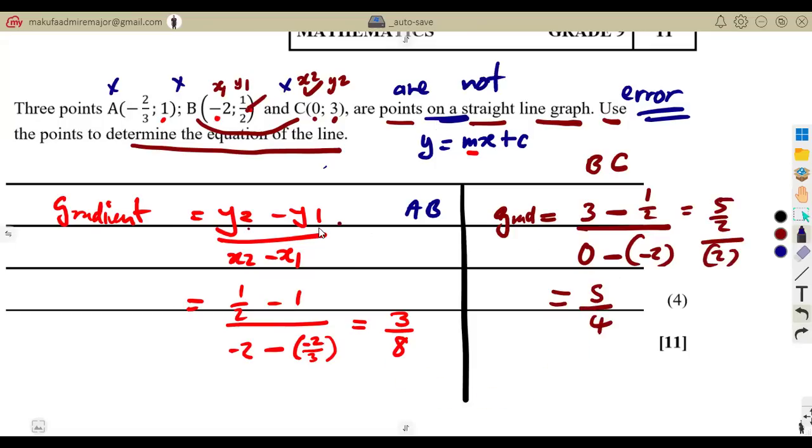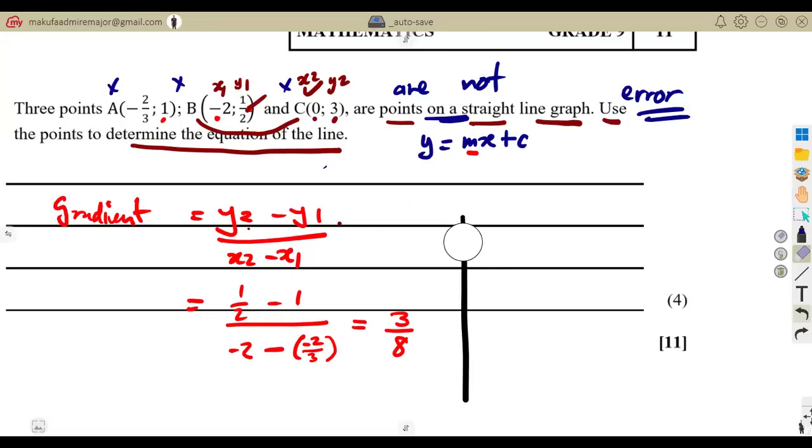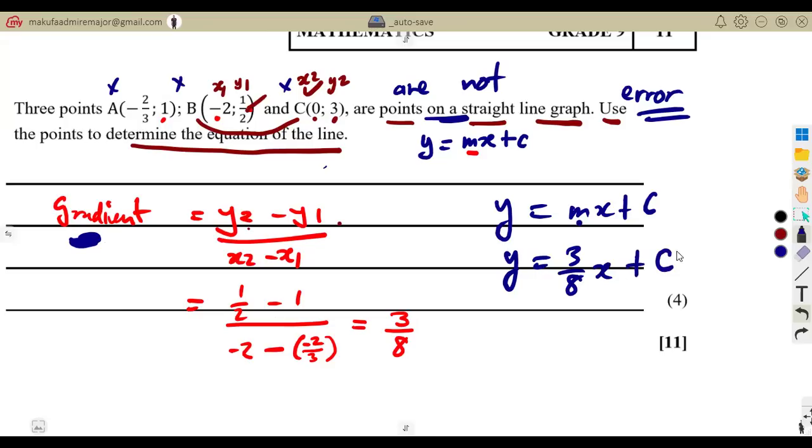It means, honestly, wrong. The points that they gave us are wrong. We cannot use that. But they just wanted you to find a way to say, okay, since you have the gradient of the n1 that you calculated, let's say from this AC, you take that and substitute in place of m in y = 3/8 x + c. This is what they want. If it was from the correct points, it was not going to lie on a straight line.